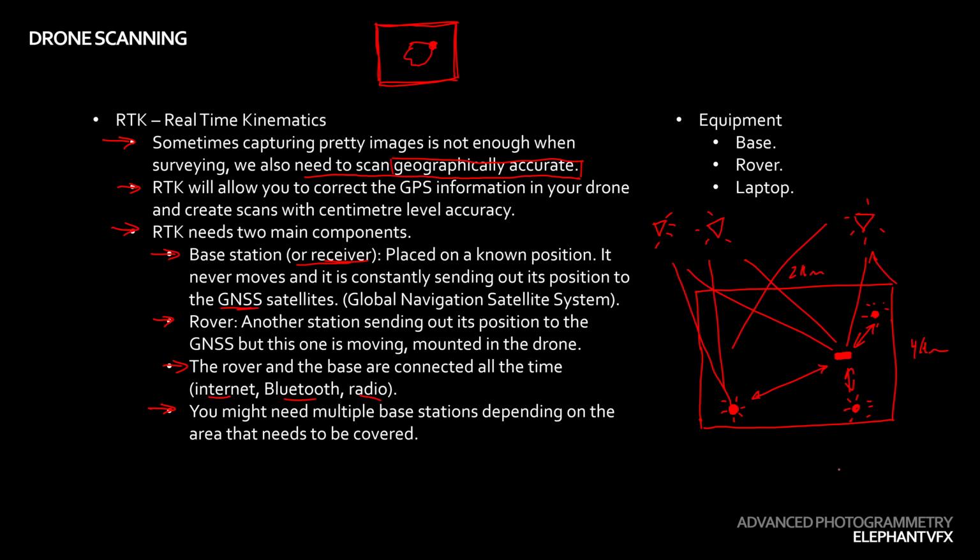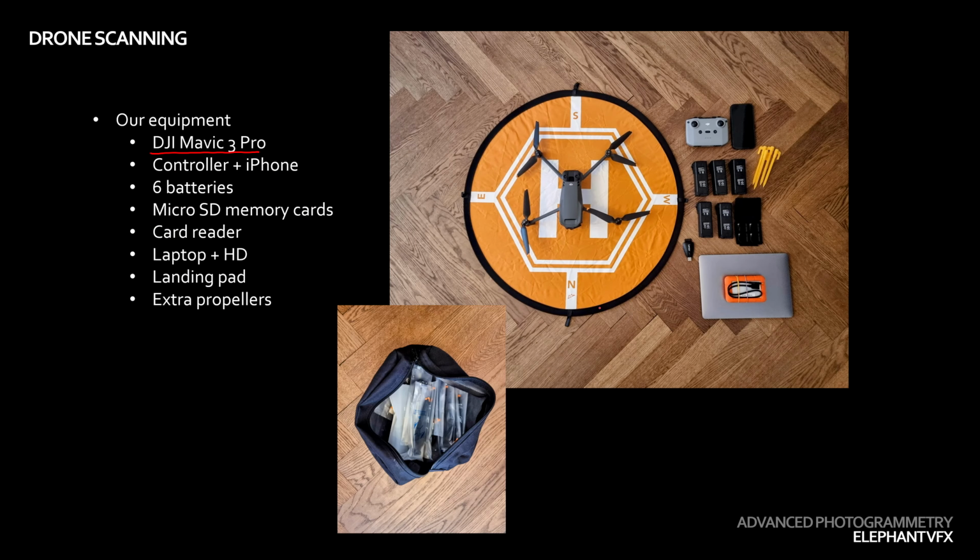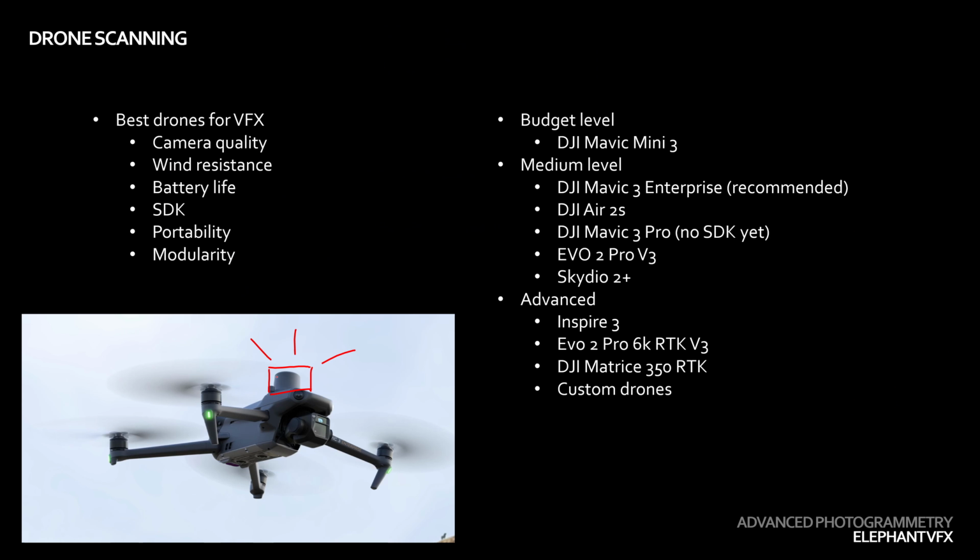Okay, cool. What do you need in terms of equipment? Well, you need your base, right? Or multiple bases. You need a rover. That is this RTK module that you put on top of your drone. So there are drones like this one, like the Evo 2 Pro RTK. That's what it's called, RTK, and the DJI Matrice 350 RTK. So they come with that already. The Mavic 3 Enterprise, which is this one, doesn't come with it, but you can buy it and put it on top, right? Or you can actually buy a combo that comes already with it.